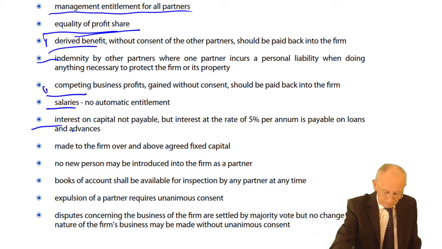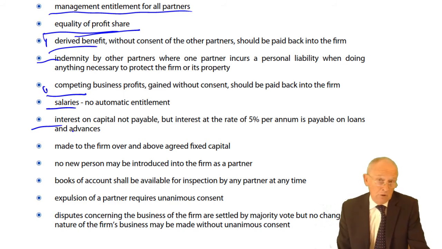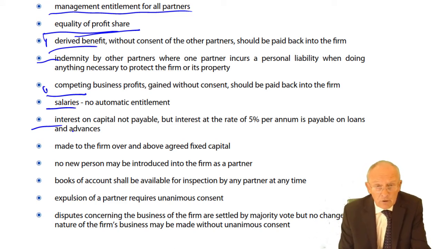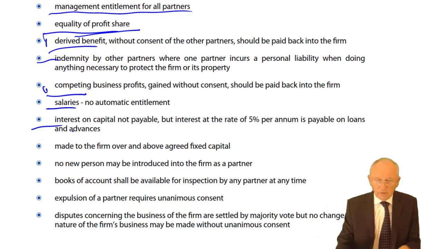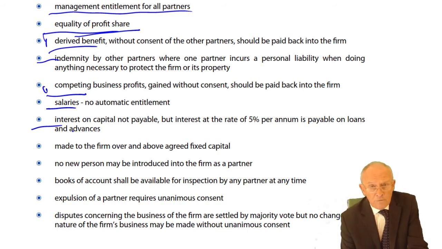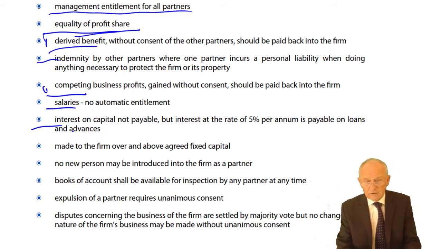But interest at the rate of 5% per annum on loans and advances made to the firm over and above agreed fixed capital is payable. According to the 1898 Act, interest at the rate of 5% per annum on loans and advances made to the firm over and above agreed fixed capital. You say to me one day, Mike, we're running out of cash. Can you lend the firm some money? Yeah, here you are. Here's another 3,000.